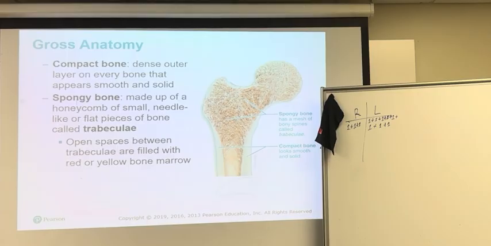So we know that we have two different types of bone. Do you know we have two different types of bone? Compact bone and spongy bone. How do they look different from each other? Compact bone has all the osteocytes and is very rigid, right? But if you look at the spongy bone, they do not have the osteocytes. Instead, they have a honeycomb of small needle-like flat pieces of bone called the trabeculae. What do you call it? Trabeculae. Open spaces between trabeculae are filled with the red or yellow bone marrow.